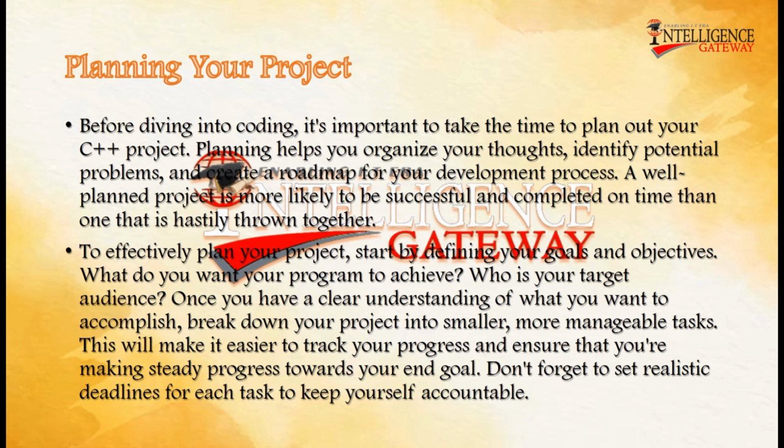To effectively plan your project, start by defining your goals and objectives. What do you want your program to achieve? Who is your target audience? Once you have a clear understanding of what you want to accomplish, break down your project into smaller, more manageable tasks. This will make it easier to track your progress and ensure that you're making steady progress towards your end goal. Don't forget to set realistic deadlines for each task to keep yourself accountable.